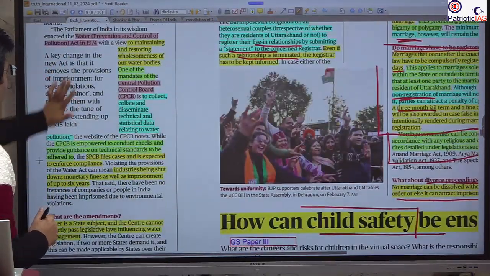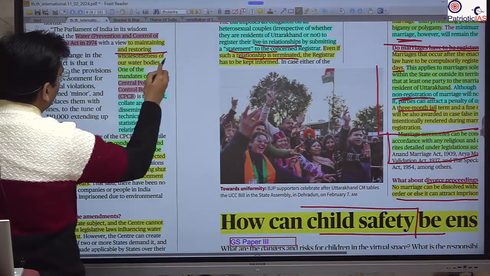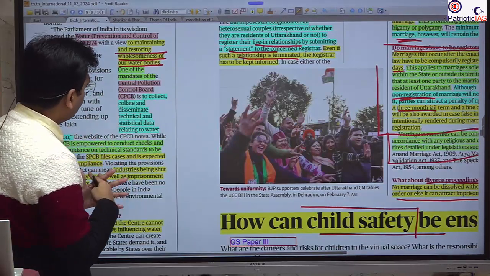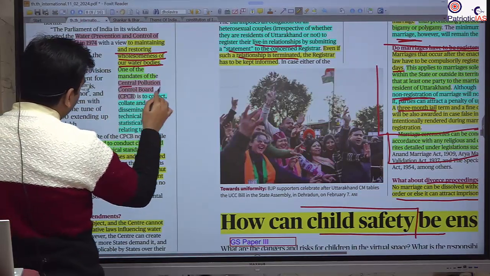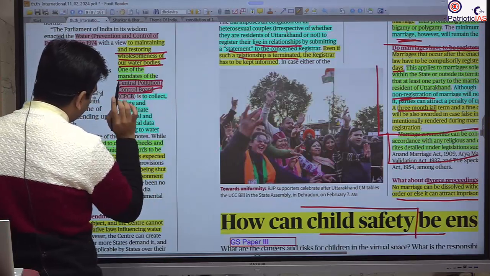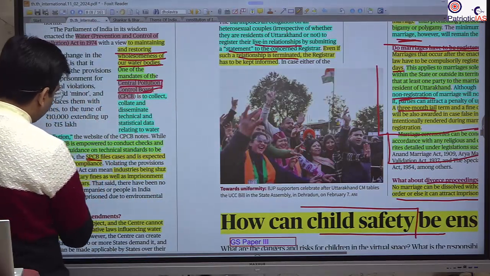So what is this? Now it is viewed to maintain and restore the wholeness of the water bodies. It has integrated different water bodies and made these laws more interconnected. One of the mandates is for the Central Pollution Control Board. There is the Central Pollution Control Board under the center, and now we also have the State Pollution Control Board here.